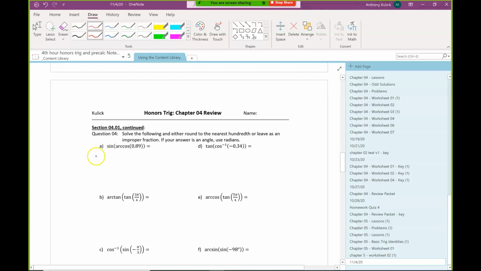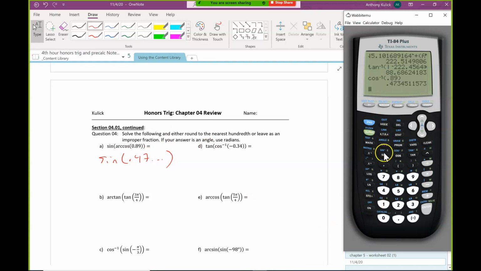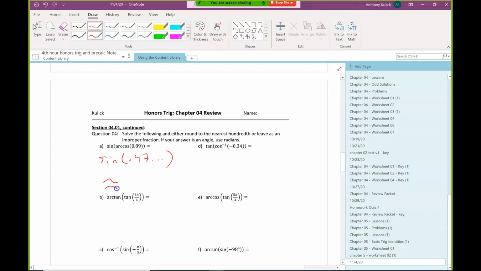You good with that so far? Mm-hmm. So it's like sine of 0.47 whatever. And then I'm just going to do sine of that answer. And I get 0.45 whatever. That's it. Okay. You're welcome.